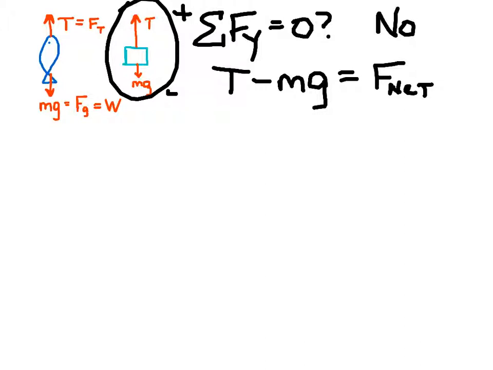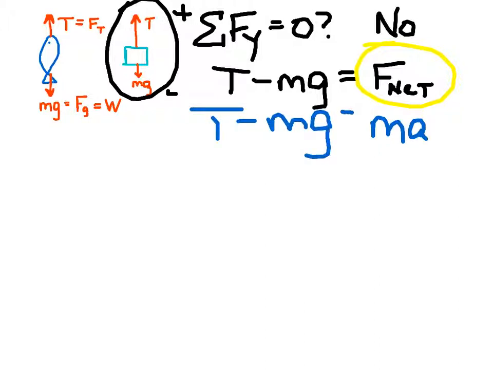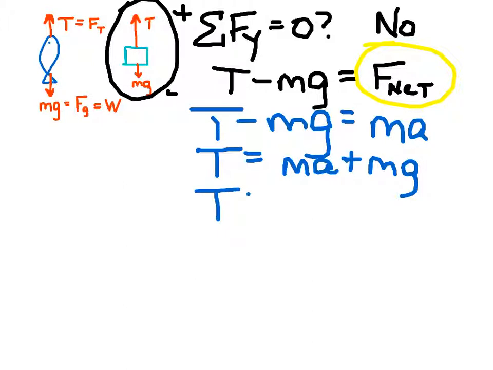Now we can expand this idea of net force into its component parts. We know that F net is also equal to ma, so I'll write that here. And we're left with T minus mg is equal to ma. I'm going to group these like terms. Ultimately, I'm going to be solving for mass, so I'd like one instance of mass. I'm going to add mg to both sides. I get T is equal to ma plus mg. Factoring out an m from those terms on the right-hand side, I get T is equal to m times a plus g.